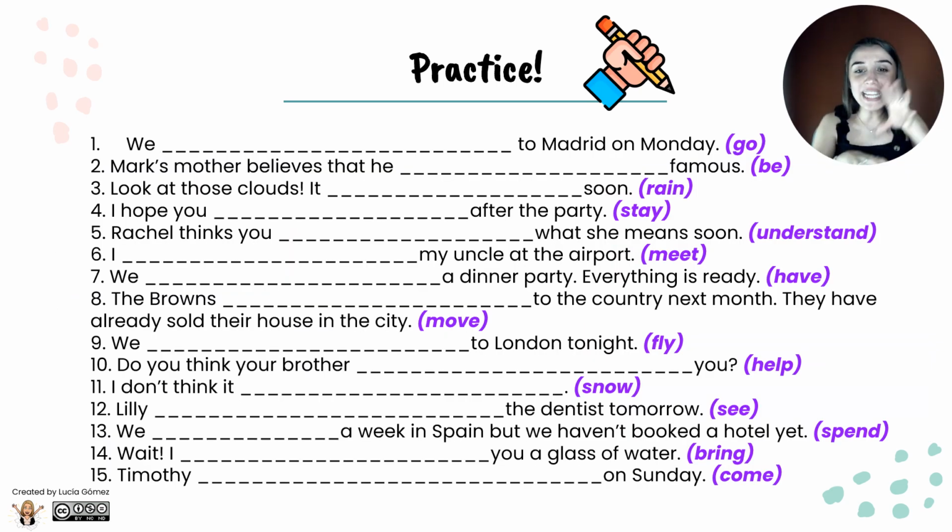Try to complete this exercise with the most suitable verb, but watch out because sometimes more than one possibility is available. Supposing you've already done the exercise, let's check it together. And the first one is quite simple. We are going to Madrid on Monday.